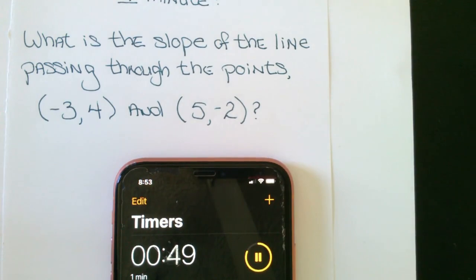Okay? So try to do that. You understood that? Good. Alright. So can you find what we're looking for? What is the slope of the line that passes through point -3,4 and 5 and -2? Hold your answers until the end of the timer.